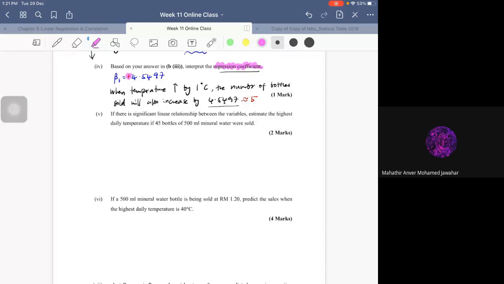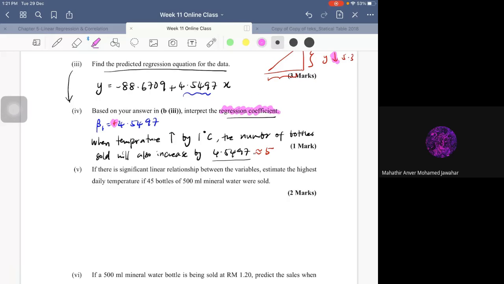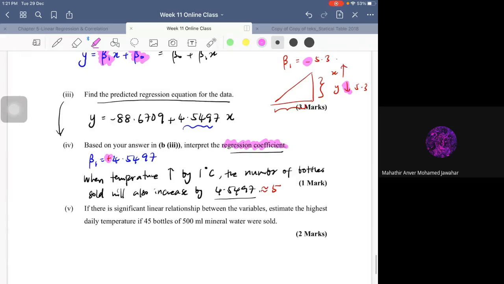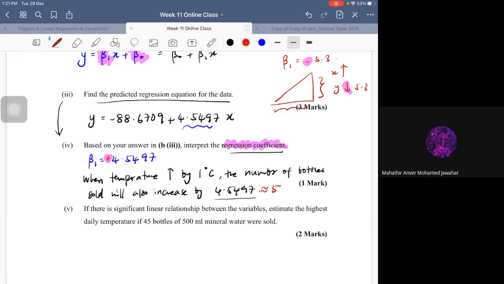Okay, so next, for this particular question: if there is a significant linear relationship between the variables, estimate the highest daily temperature if 45 bottles of 500 mineral water were sold. Now I want you to try to use this model. The question asks us to estimate the highest daily temperature, so that is going to be our x. We estimate x if y is equal to 45. So please substitute into this model right here. Tell me what is going to be the value of x when y is equal to 45.